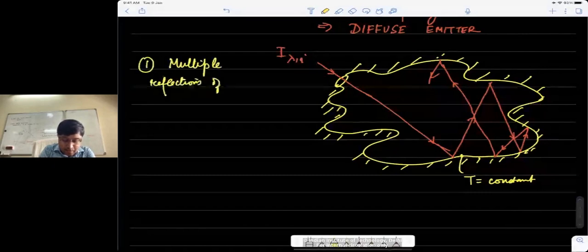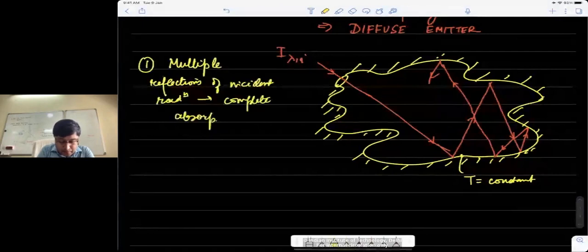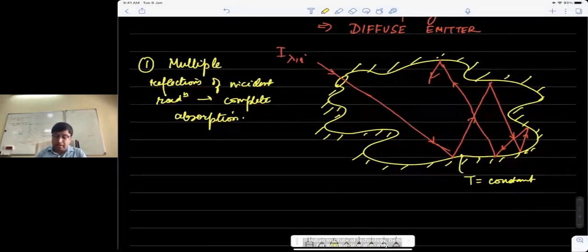The first point that I'm making is that multiple reflections of incident radiation can lead to complete absorption of this incident radiation. So before it can escape, this incident radiation can be completely absorbed, and so we can say that at least it's a perfect absorber of radiation. This cavity is a perfect absorber of radiation.